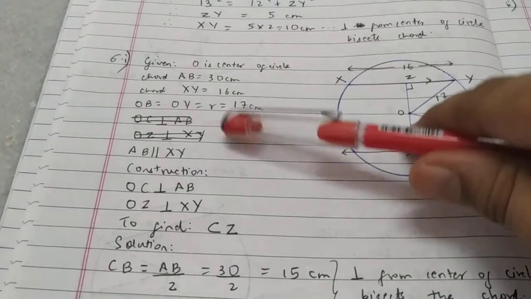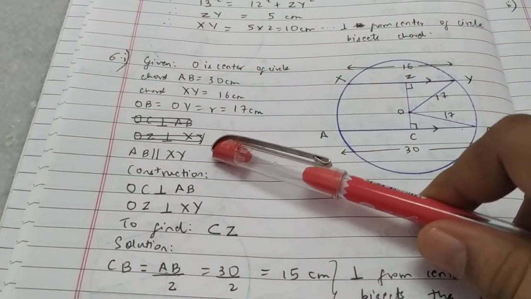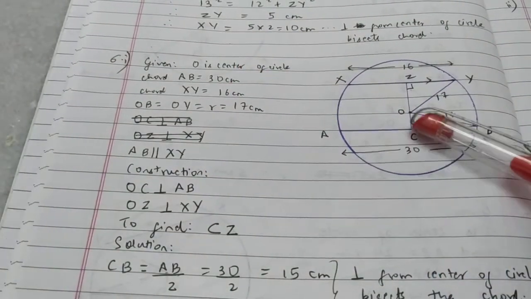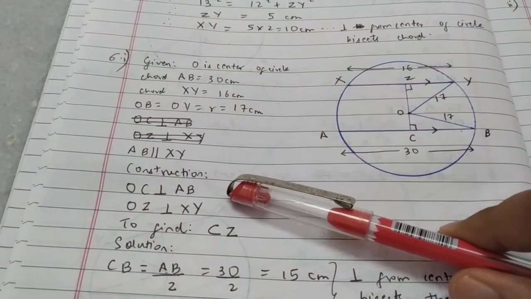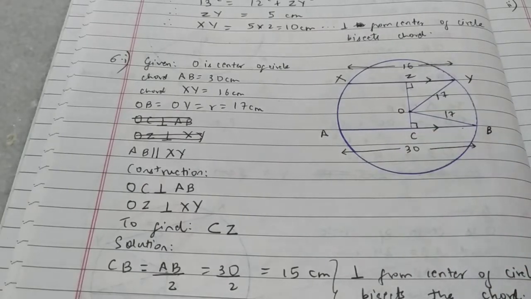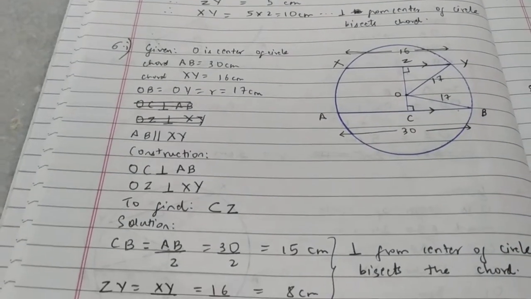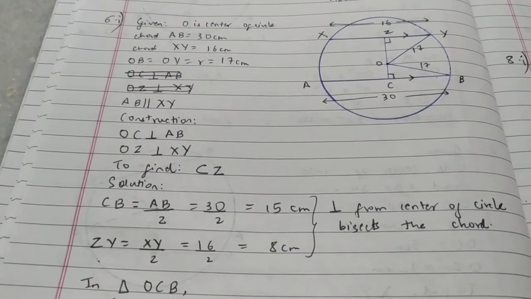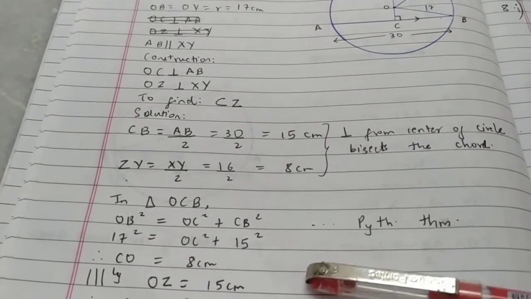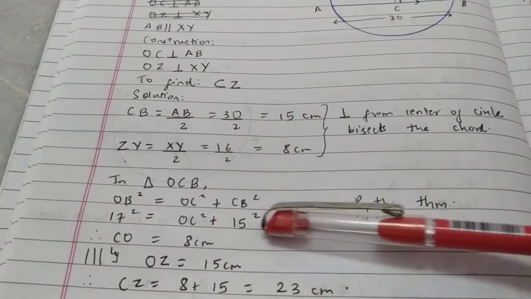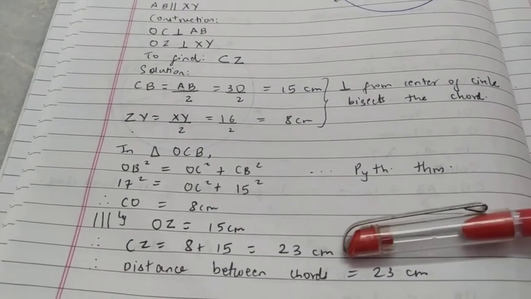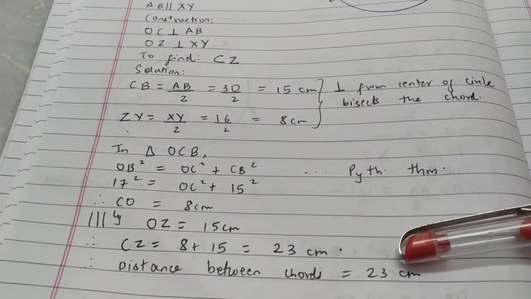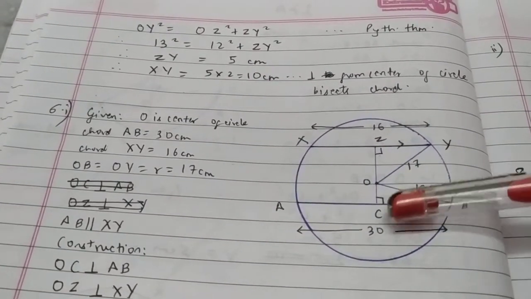Please write the given as it is here. Construction. The perpendiculars are our construction. We have to mention that. That was not mentioned in the question, but we need to draw them in order to solve. Note that I have used Pythagoras theorem once and then I have used similarly to find the other distance. Once you find the 2 distances, you add them to find the distance between the chords, which would be 15 plus 8. That is the distance here.